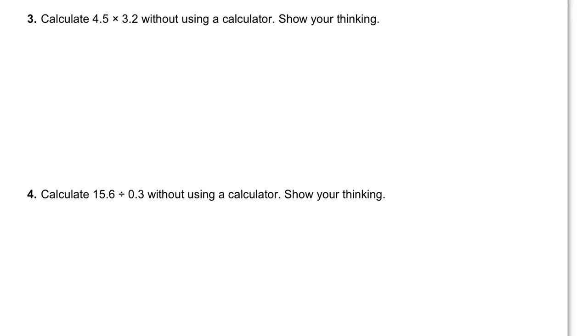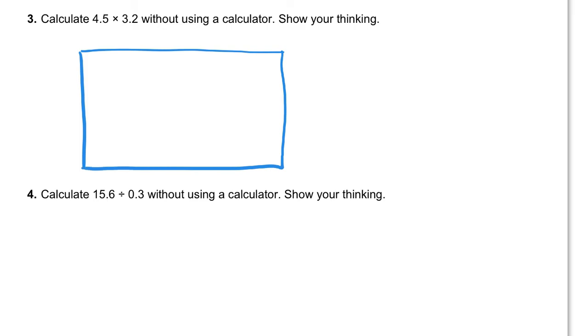Okay, calculate 4.5 times 3.2 without using a calculator and show our thinking. I'm going to use an area model for this. So all you do for an area model is you draw a box, a rectangle of some kind usually, and we're going to label this longer one the 4.5. So there's going to be 4 here, and it's going to be 0.5 over here. Okay, then along the side, this is going to be 3, and this part here is going to be 0.2. Then all you do is you multiply each area.